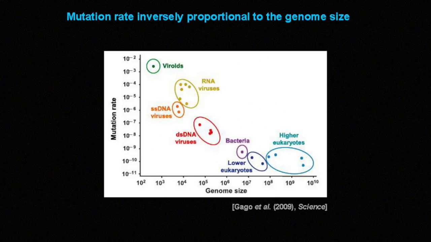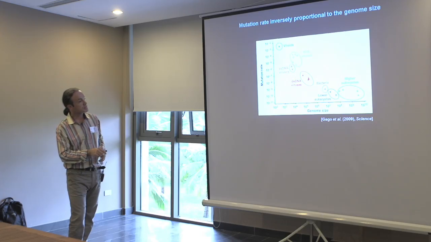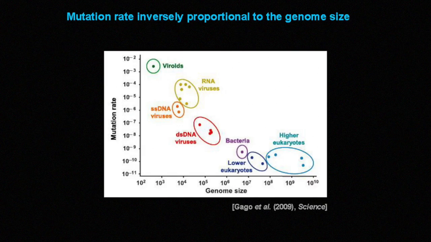And the size? The genome size, in number of nucleotides. So our genome is 3 billion nucleotides, one of these. It's not the longest, by the way, but okay. So we are somewhere here. RNA viruses have typical genomes of 10 to the 4 nucleotides. So the shorter you are, the higher your mutation rate can be.